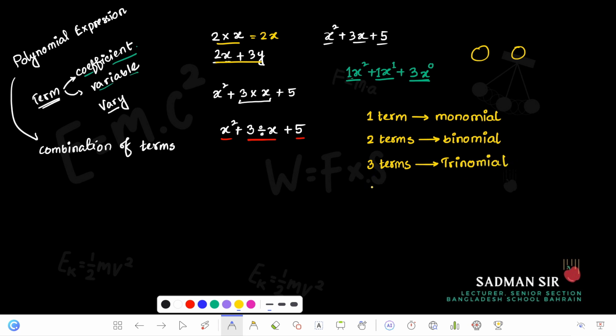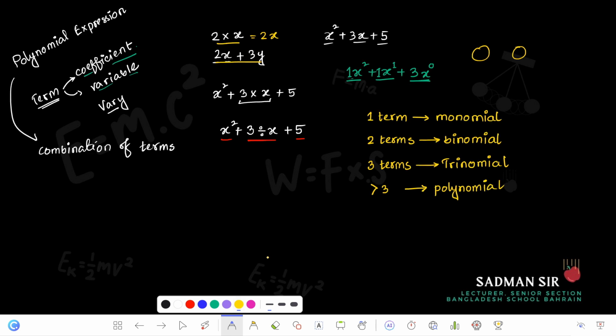And if there are more than three terms, like if the number of terms is greater than three, then we call it polynomial. And to be honest, in general, all of them, like monomial, binomial, trinomial, are called polynomial. So these are special names. If I say monomial, you understand that this is a polynomial with one term only. If I mention that it is binomial, you will understand that it is a polynomial only, but with two terms. And if there are more than three terms, then it doesn't have any special name. In general, we call it polynomial.